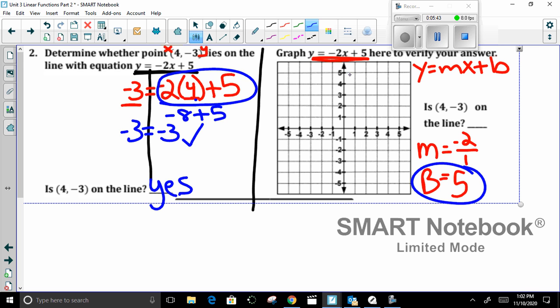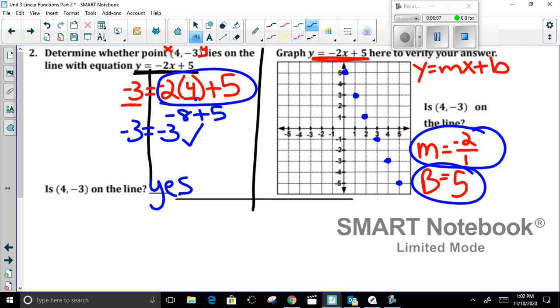Remember, I start at my y-intercept. Where does y equal 5? Put a dot. Then I'm going to do my slope. The -2 in the rise tells me to go down 2. The +1 in the run tells me to go right 1. Keep going: down 2, right 1, down 2, right 1. Can't go any further. Go back to your y-intercept where you started. Can I go up 2, left 1? I can't. So, connect with a ruler as best you can.